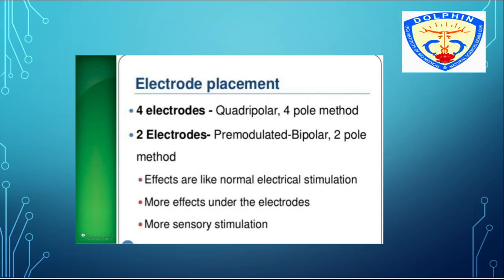During a small surface, when there is no requirement of 4 electrodes, if we are not using beat frequency, it can be used with 2 electrodes, so the 2 electrode method is also applicable. The effects are like normal electrical stimulation, more under the electrodes, and more sensory stimulation during placing the electrode on the subject.